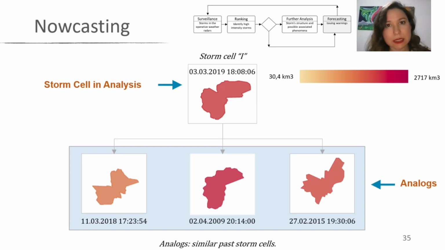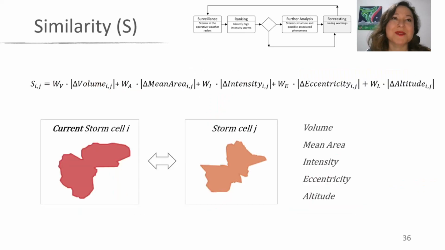So, to support this critical task, we developed a visualization component named the analogs view. We define an analog to a current storm cell, let's say I, as a previous storm cell, let's say J, that is similar to I up to a certain threshold. For the similarity measure, we adapted the algorithm provided by Shai et al., which you can find in our paper, and defined a weighted function using Titan's output, calculating a weighted difference of volume, difference of area, longitude, eccentricity, and amplitude.